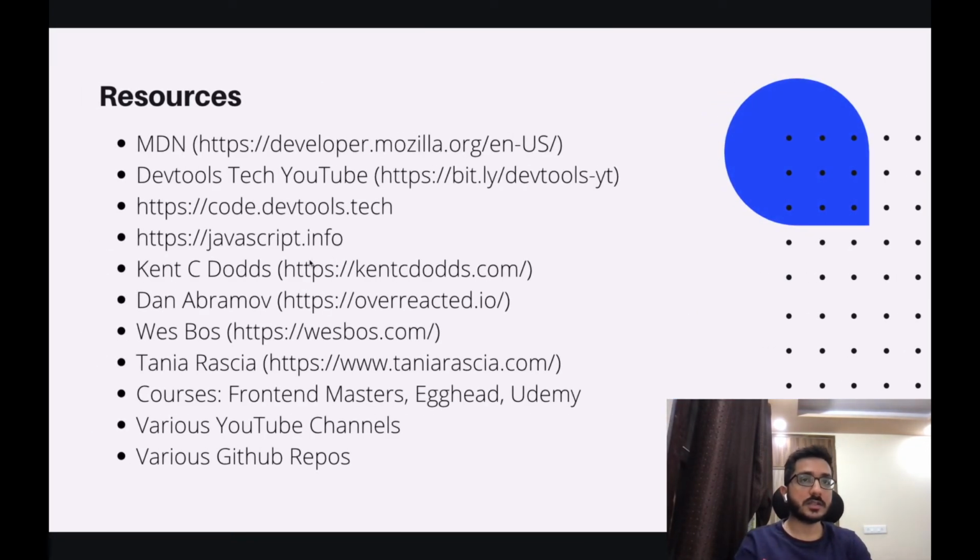So the next thing is resources. These are some very good resources which I follow and which I know. There are a lot of good people like Kent C. Dodds, Dan Abramov, Tanya, whose blogs and courses I follow, which are good. JavaScript Info is a good resource. You have our resources, code.devtools.tech, or our YouTube channel, and MDN, often the most go-to resource is MDN.